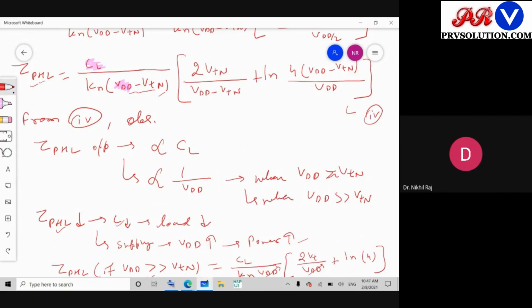So according to the equation, we analyze what is the given threshold and what is the specification. According to that, we try to manage the value of Kn and the load. According to the Kn and load, then we decide how much should be the W by L ratio. So this way we do the analysis and we calculate how to meet the design specifications. Okay. So today we have calculated TPHL. Now in the next class we will calculate TPLH, and then we will see what are the factors which are affecting that TPLH equation.